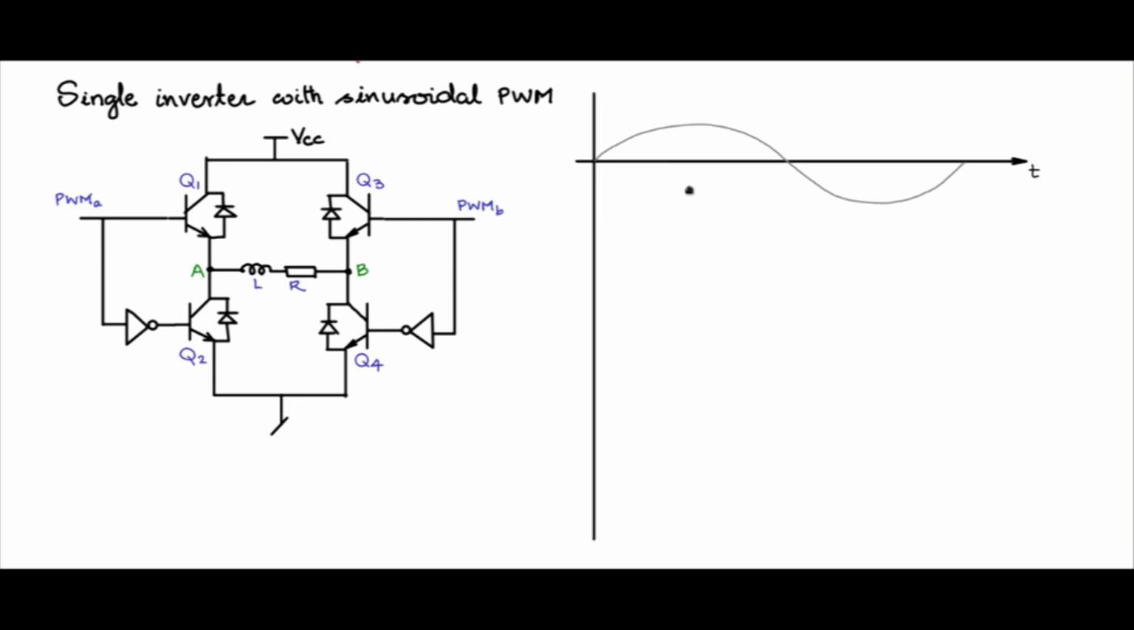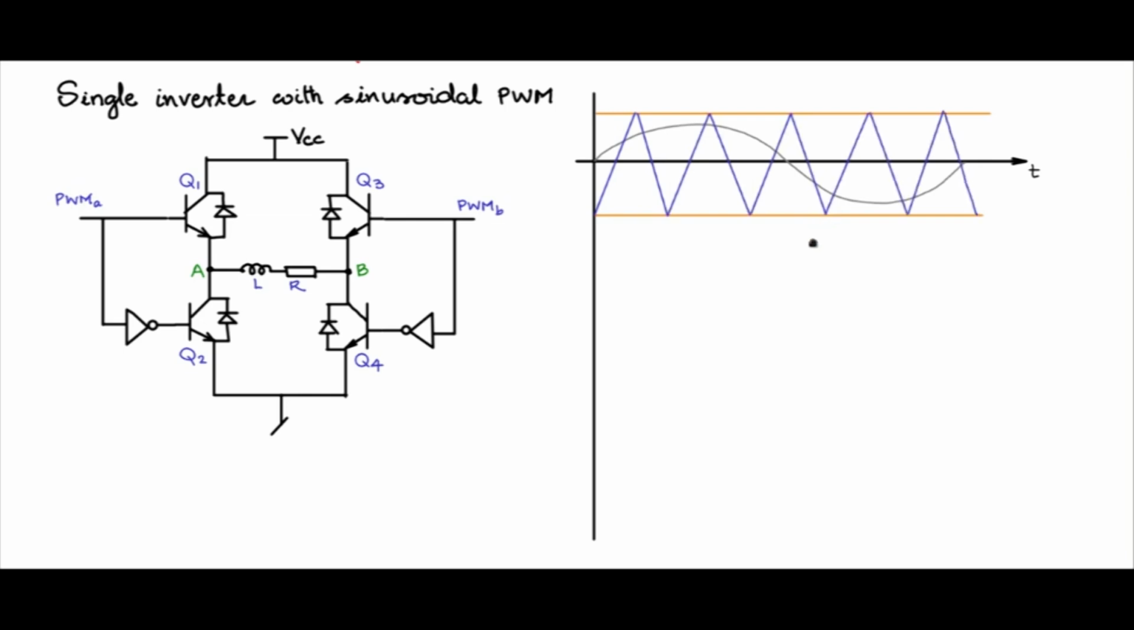So let us compare this sine wave with a carrier. The carrier is a triangular carrier which is between these two limits. So let us draw that carrier waveform. The triangular carrier is in this fashion. It is between the limits of -1 to +1. This is 0. So in general, you choose a carrier waveform frequency which is greater than 20 times the frequency of this fundamental modulating signal.